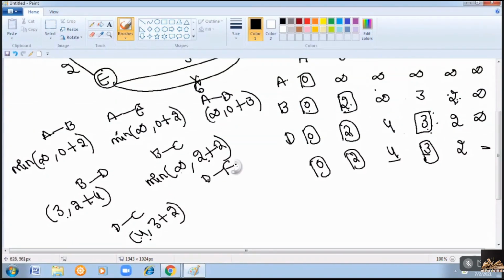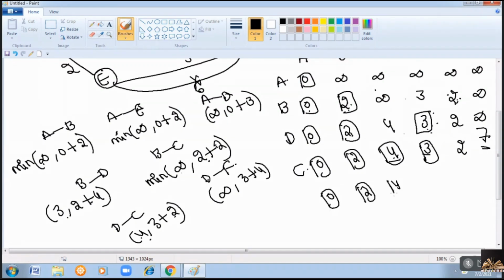And consider this edge D to F. F is infinity, mark value is 3 plus D to F cost is 4. So it is 7. Among 4 and 7, 4 is the minimum. That means it should be C. Select C, create another row and copy these marked values.